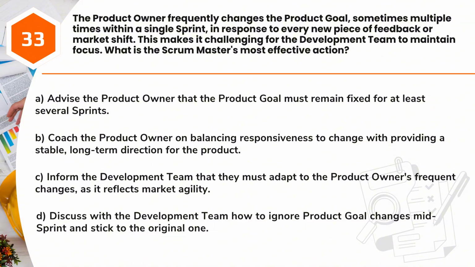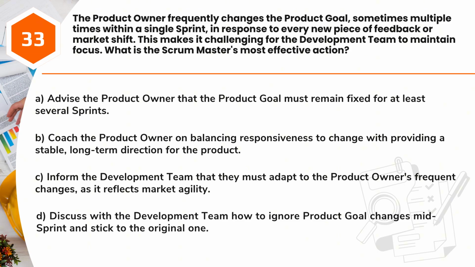Question 33. The product owner frequently changes the product goal, sometimes multiple times within a single sprint, in response to every new piece of feedback or market shift. This makes it challenging for the development team to maintain focus. What is the Scrum Master's most effective action?